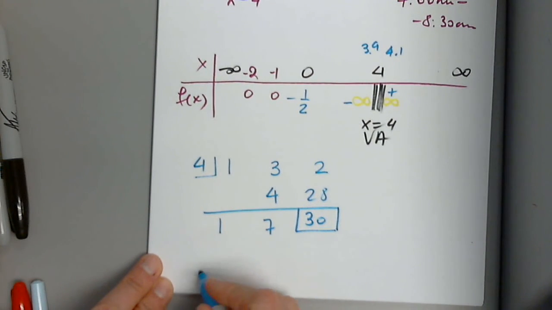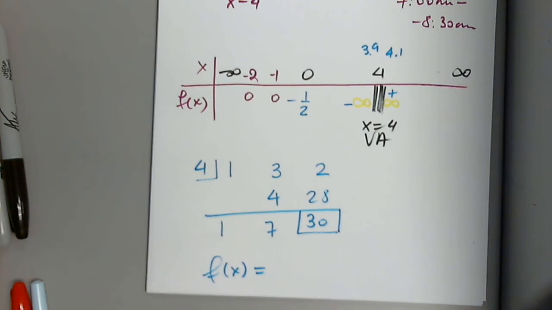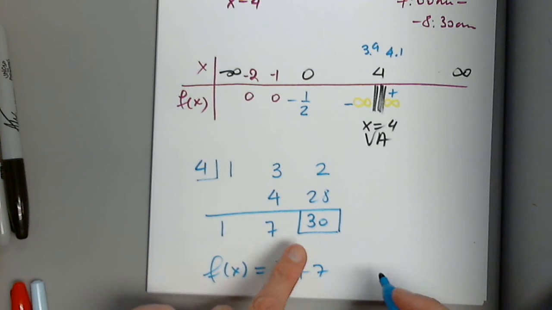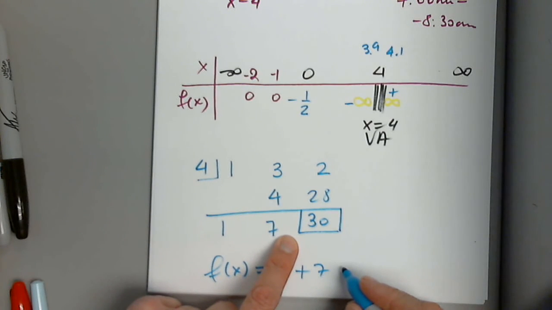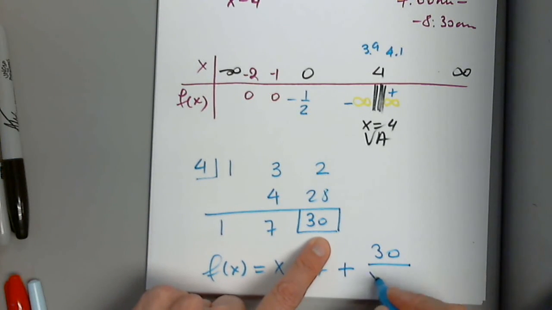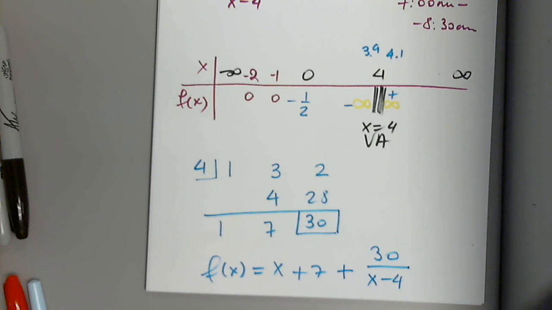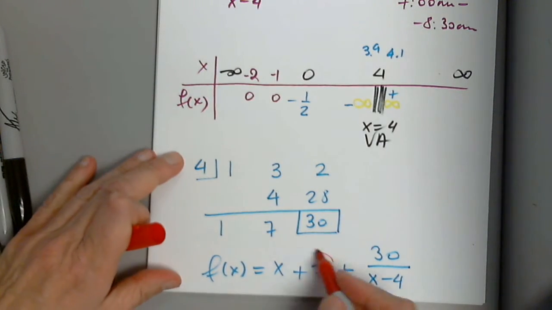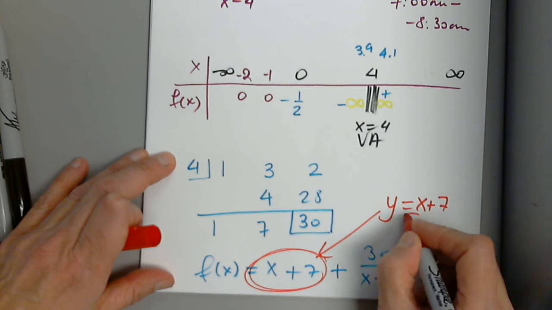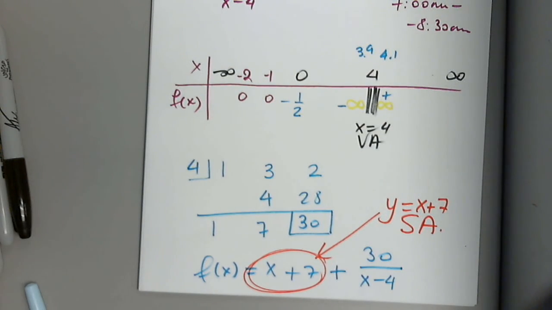So then, this function can be rewritten how? Awesome. And then it would be whatever. But I need the sign. 30 over x minus 4. This is the slant asymptote. Y equals x plus 7 is the slant asymptote.